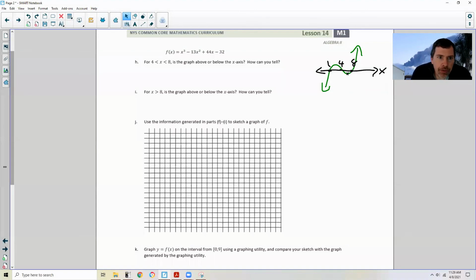Okay, so I brought that over from the other page. It's right up here. So now we're going to choose a value between 4 and 8. So how about 5? So it'd be f of 5 equals 5 to the third minus 13 times 5 squared plus 44 times 5 minus 32. So f of 5 is going to equal 125 minus 25 times 13.